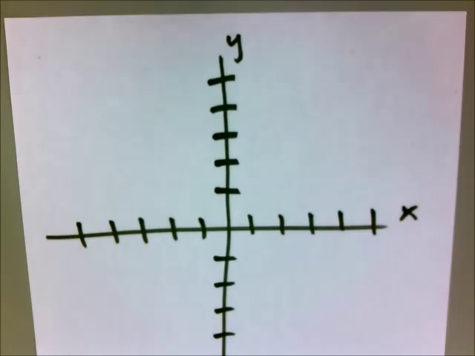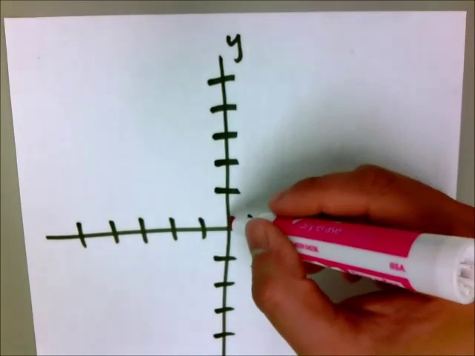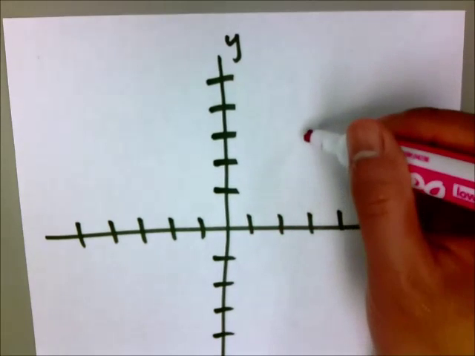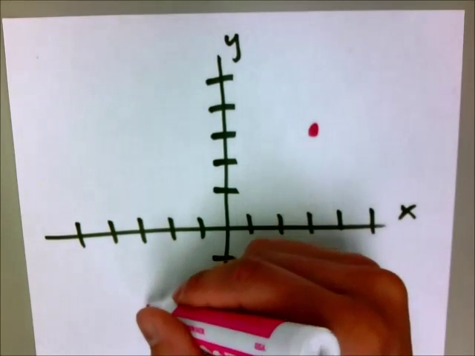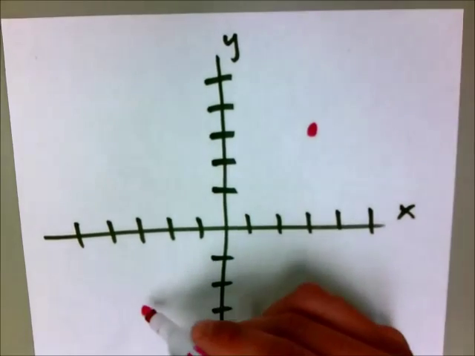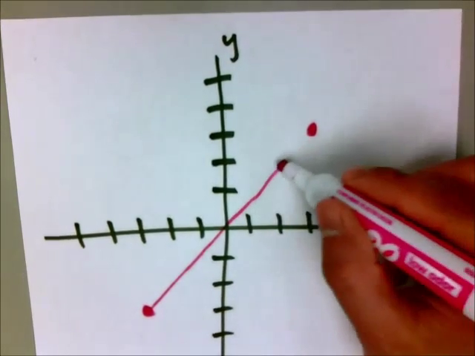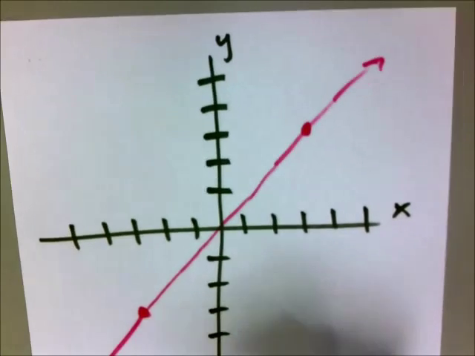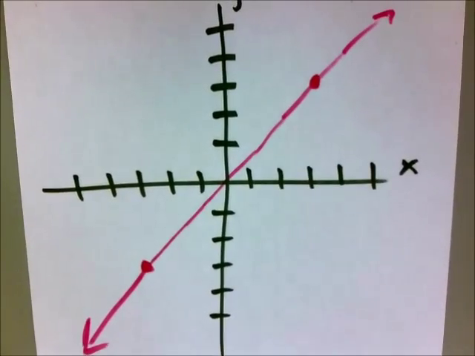Now we're going to add a line here. I'm going to use pink for my line. Say I've got a point (3, 3), and then I've got another point (-3, -3). Okay, we're going to do a real simple one. And I'm just going to draw a line between these two, just like that. All right, so what they're going to ask you is, what is your slope and what's your y-intercept?